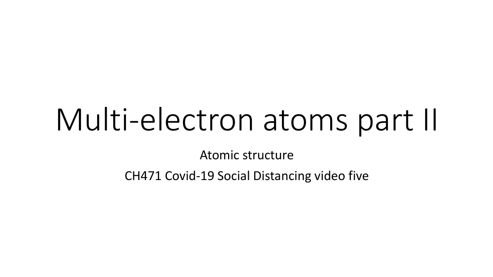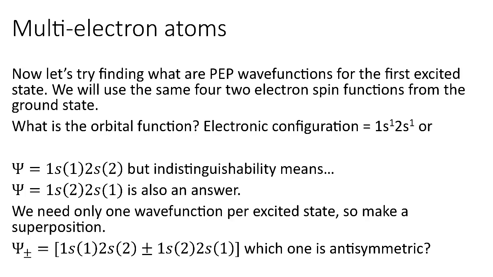This is the second part of our first discussion about multi-electron atoms, building on what we did with helium. We've primarily been focused on helium atomic structure. Now that we've done the Pauli exclusion principle wave functions, the ones that are antisymmetric with respect to pairwise permutations for the ground state of helium, why don't we try the first excited state just for the heck of it? We'll have our same four two-electron spin functions from the previous video.